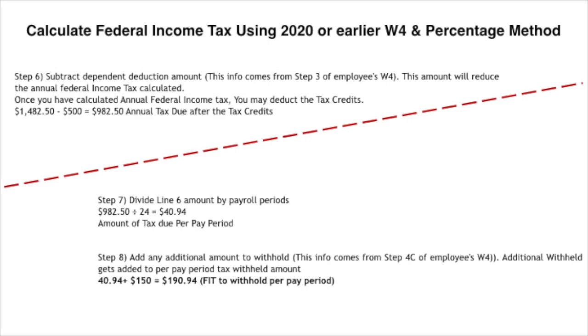Then we'll go back and look into the W-4 of the employee to see if the employee wants any additional amount to be withheld. This info comes from step 4C of the employee's W-4. The additional amount gets added to the per pay period tax amount. So $40.94 plus 150, that's the amount that is given to us, is $190.94. This is the total federal income tax that will be withheld from the employee's paycheck per pay period.